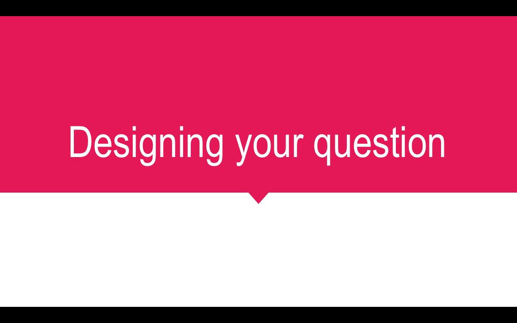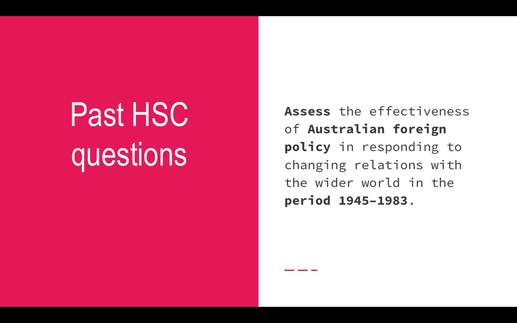Okay, so without further ado, you've got your topic. Now, how do you get from topic to question? Well, firstly, let's look at some HSC questions for structure. So, assess the effectiveness of Australian foreign policy in responding to changing relations with the wider world in the period 1945 to 1983. An assess question is a judgment question. This is exactly the sort of question that you'll be doing for your historical investigation. The topic is Australian foreign policy, and then we're looking at a scope of 1945 to 1983.